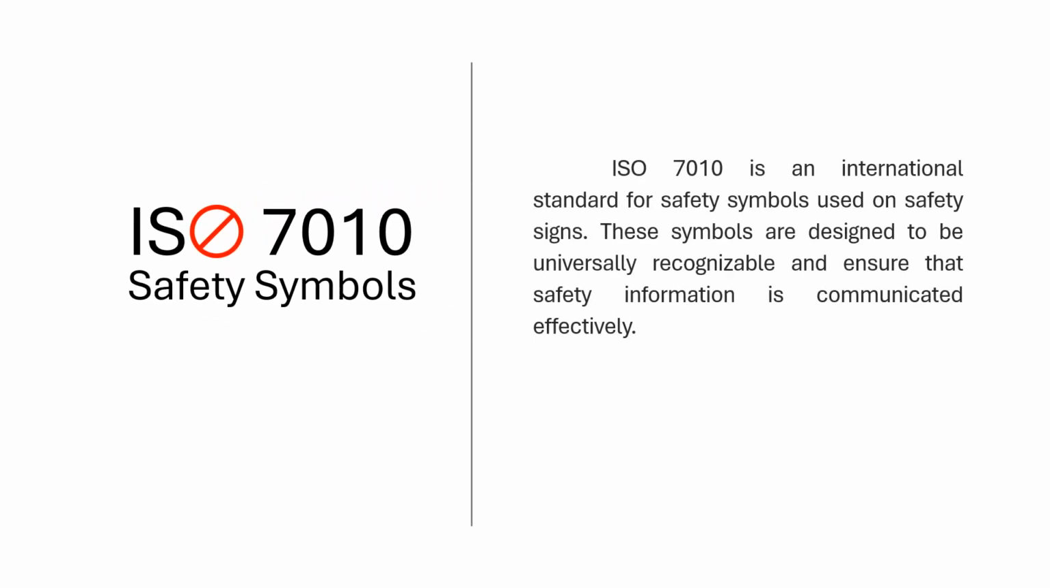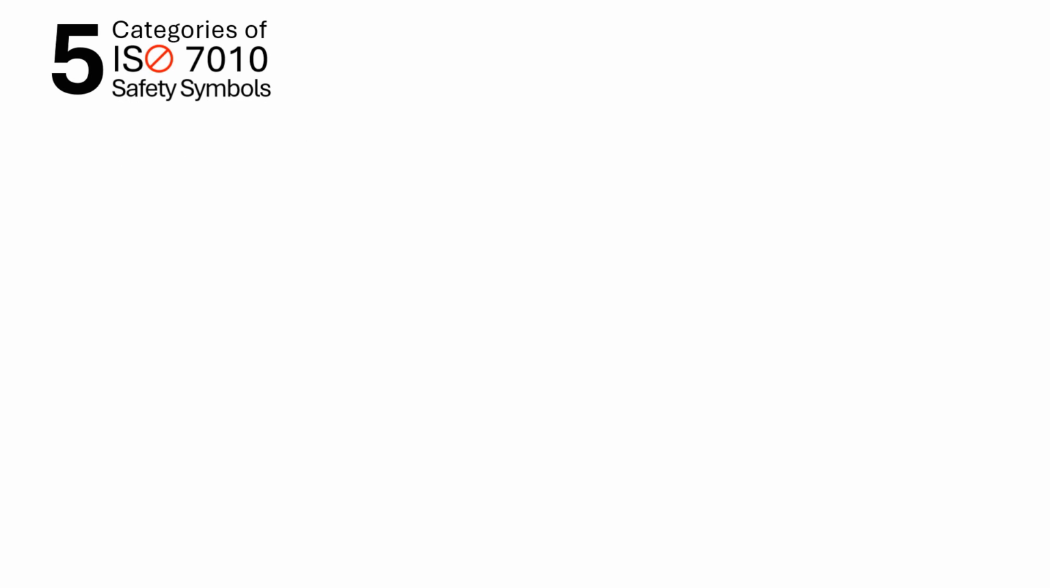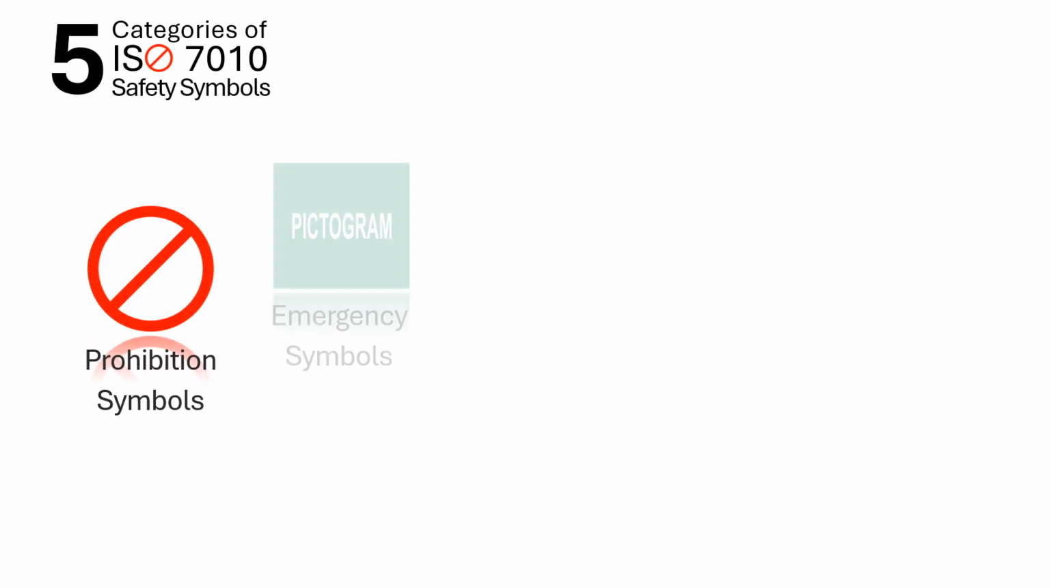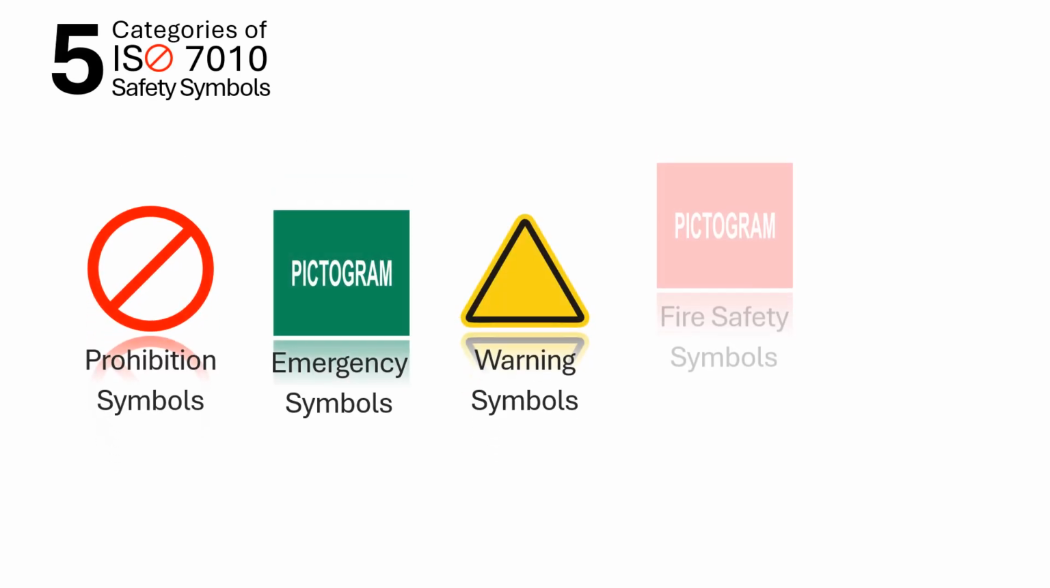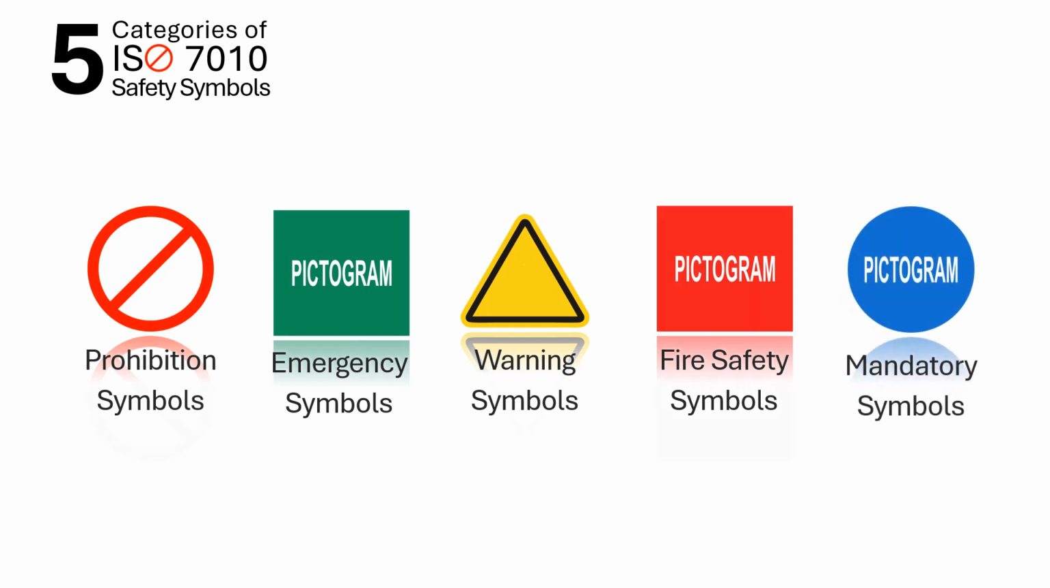ISO 7010 is an international standard for safety symbols used on safety signs. These symbols are designed to be universally recognizable and ensure that safety information is communicated effectively. ISO 7010 symbols are classified into 5 categories: prohibition, emergency, warning, fire safety, and mandatory. Each category serves a distinct purpose to ensure safety and compliance in various environments.